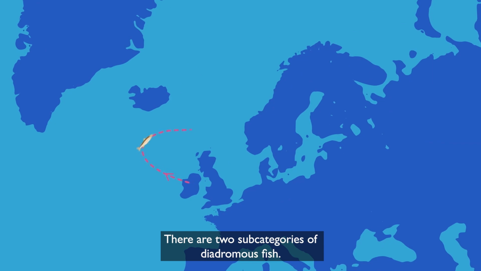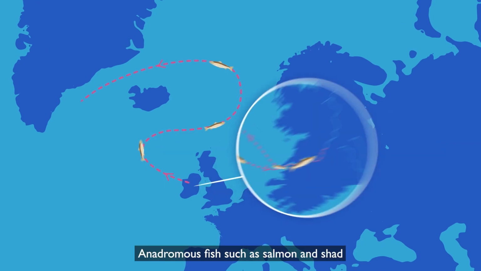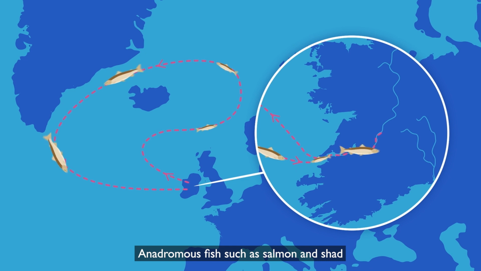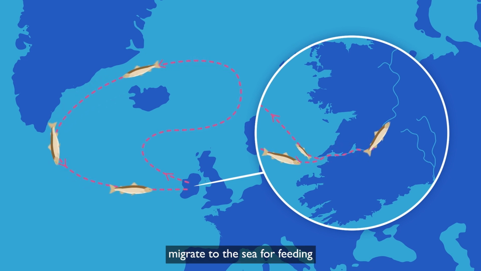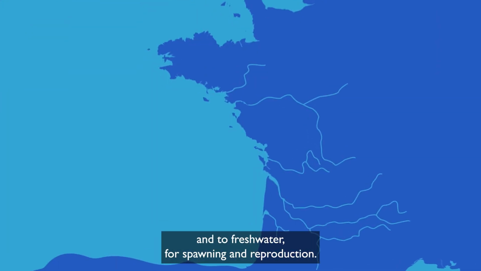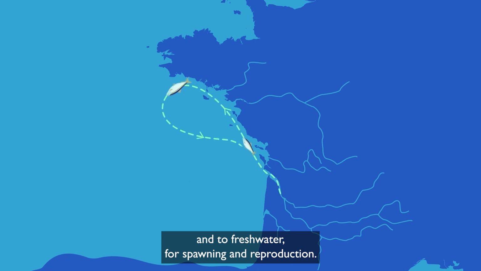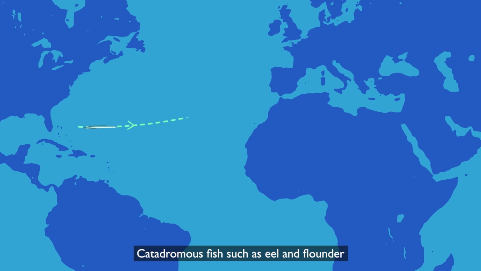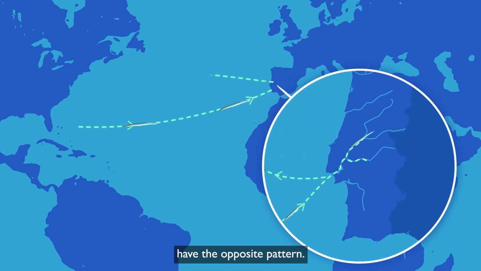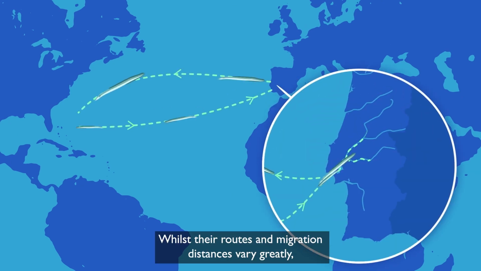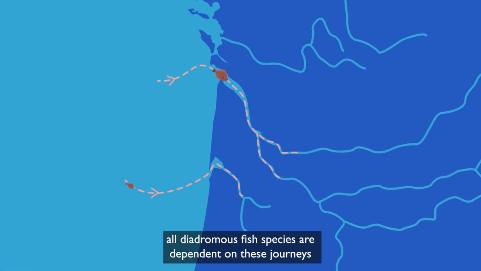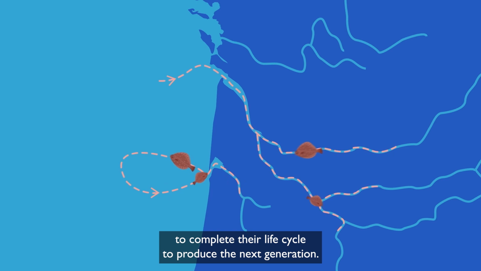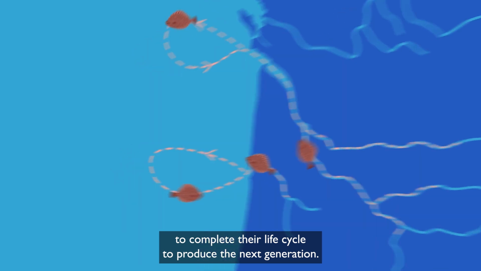There are two subcategories of diadromous fish. Anadromous fish, such as salmon and shad, migrate to the sea for feeding and to freshwater for spawning and reproduction. Catadromous fish, such as eel and flounder, have the opposite pattern. Whilst their routes and migration distances vary greatly, all diadromous fish species are dependent on these journeys to complete their life cycle to produce the next generation.